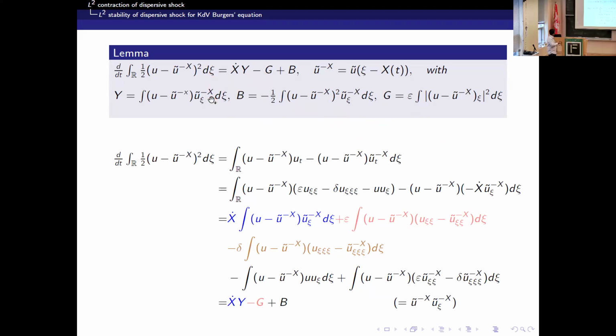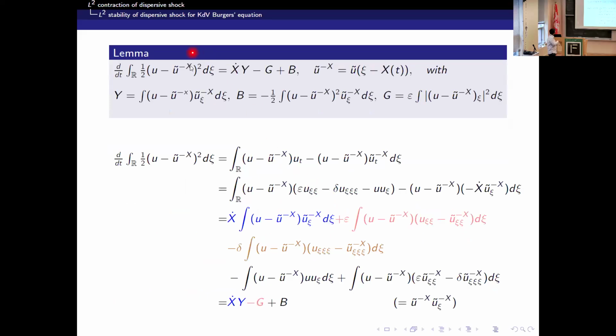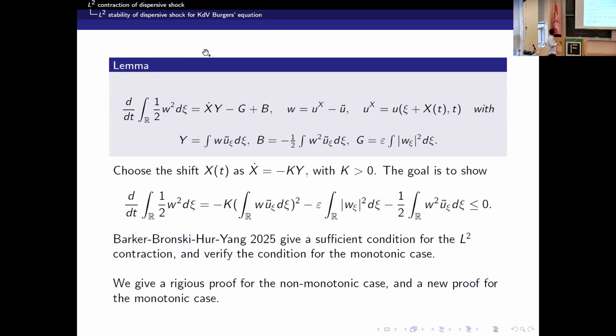So let's do a slight change of coordinates and move this negative x to U. Then we have this equation. This is what we got from the last step, and this is the summary. The idea is, for the monotonic case, or even if you simply let delta equal 0 without viscosity, for dissipative Burgers, it's the same thing. You use the shift x dot equal to negative ky to create this average square, and then it looks very similar to some kind of Poincare inequality.